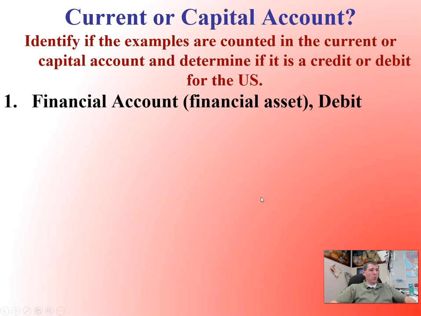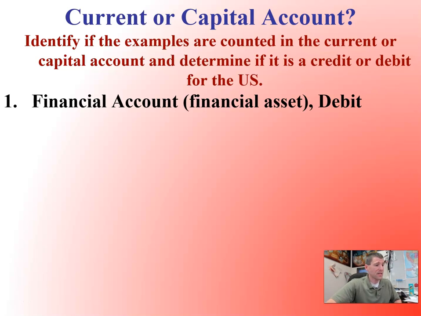Okay, so number one, Bill, an American, invests $20 million in a ski resort in Canada. That is going to be in the financial account, because he is investing money in the ski resort in Canada. So for the U.S., that is investing in real assets, in this case, real estate. So you have dollars leaving the U.S. and going towards Canada. So this would be financial account, and it would be a debit for the U.S.